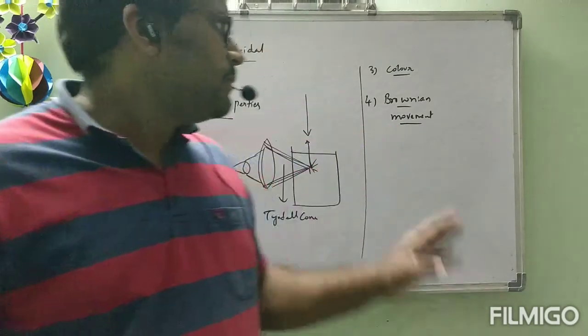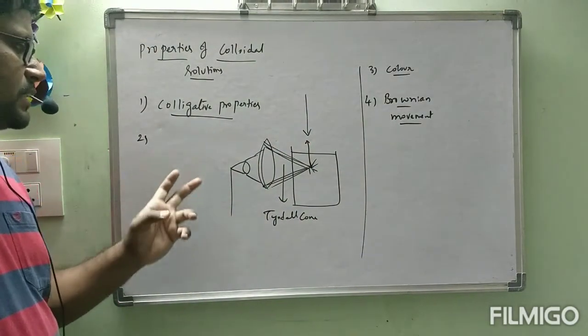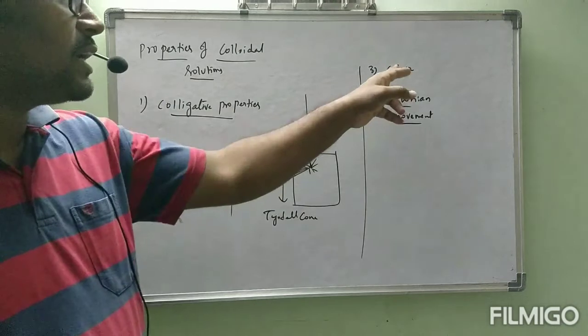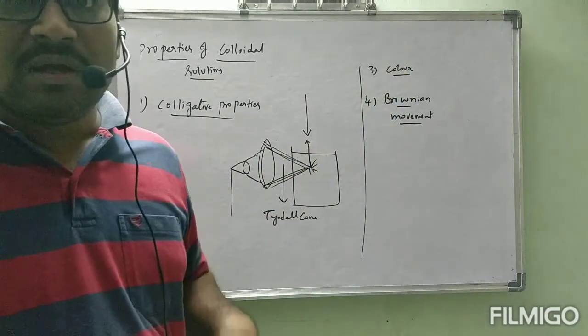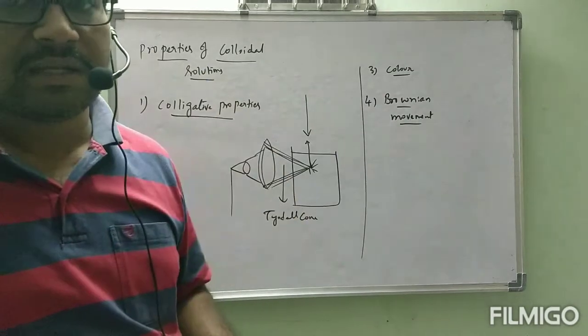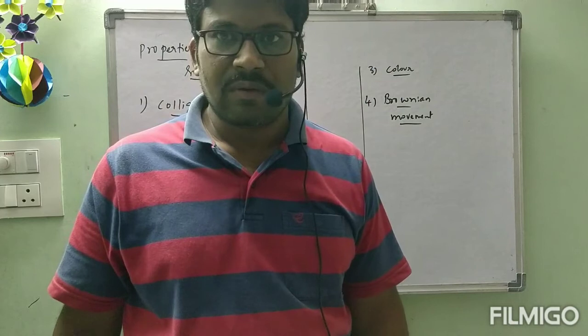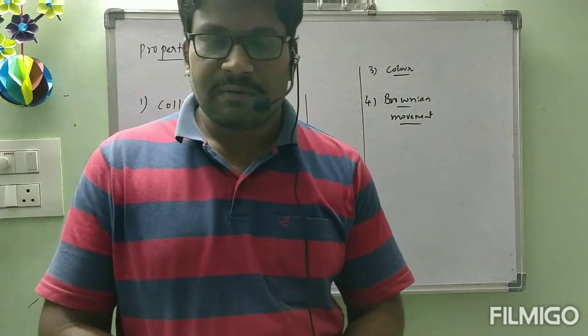So today we completed four properties: colligative properties, second the Tyndall effect, third color, and fourth Brownian motion. The fifth, sixth, seventh and a few more points we will complete in Monday's class. By that, the surface chemistry chapter will be completed.